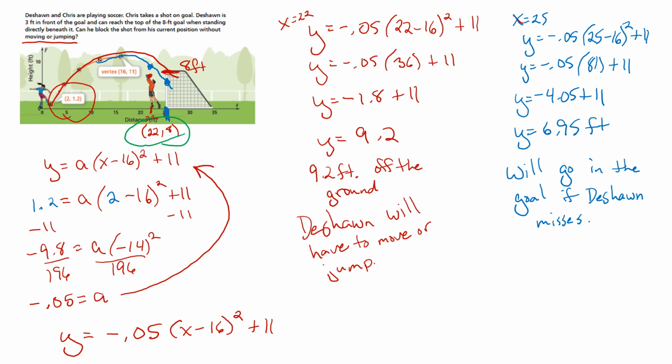So this has been the vertex form of a quadratic function. Don't forget to change that sign on the h value. It's x minus h.